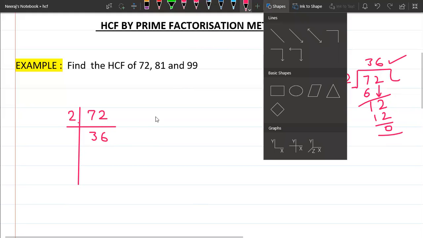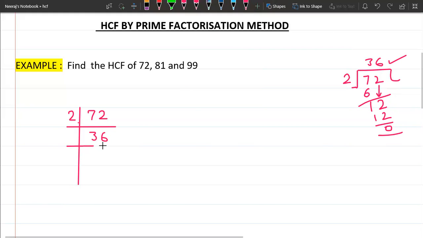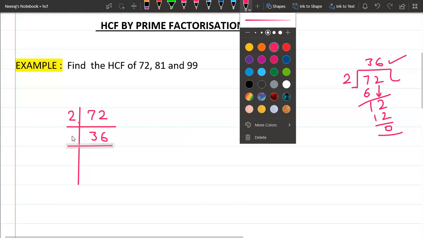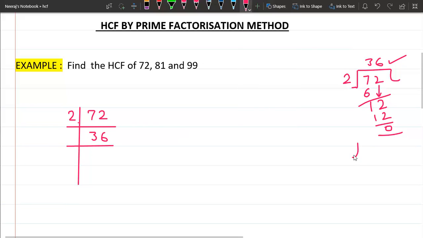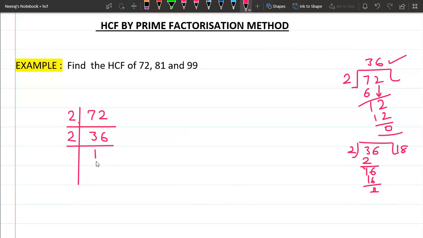And now let's find the next factor of 36. Again you have to start with the smallest prime number, that is 2. So we will write the 2 over here. We will again divide 36 by 2. 2 ones are 2, and this will give you 16. 2 eights are 16. So it means that 2 18s are 36. So we will write 2 outside as the smallest prime number and 18 down.